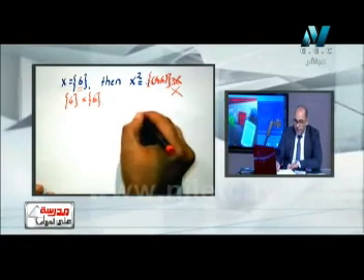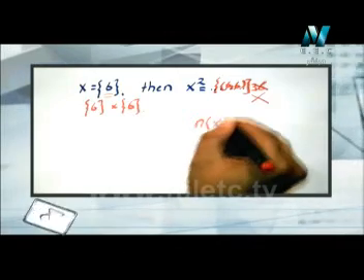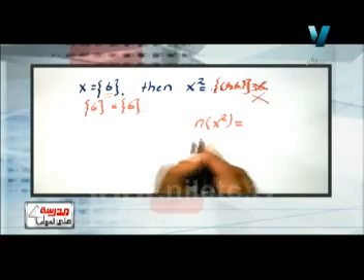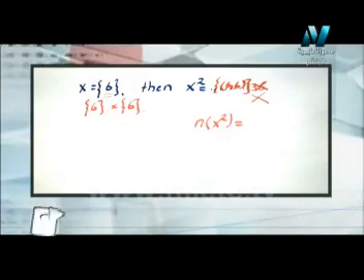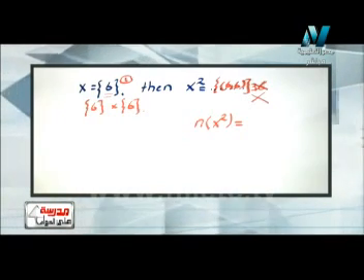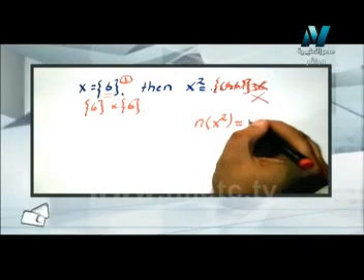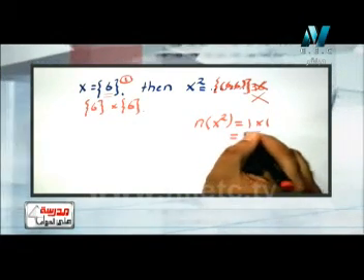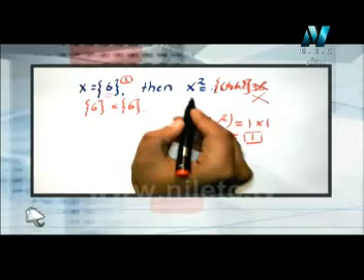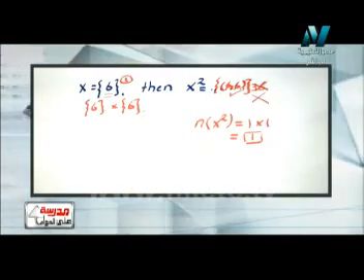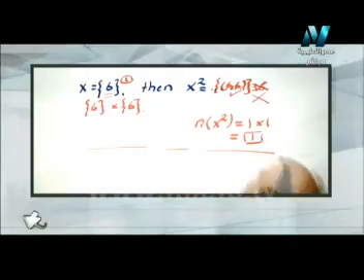If I want to find here n of x squared in this question, ask yourself, how many elements does x have? Just one element. So we can make 1 times itself. 1 times 1 equals 1, because x squared has only one bracket. Okay? Let us move to another one.